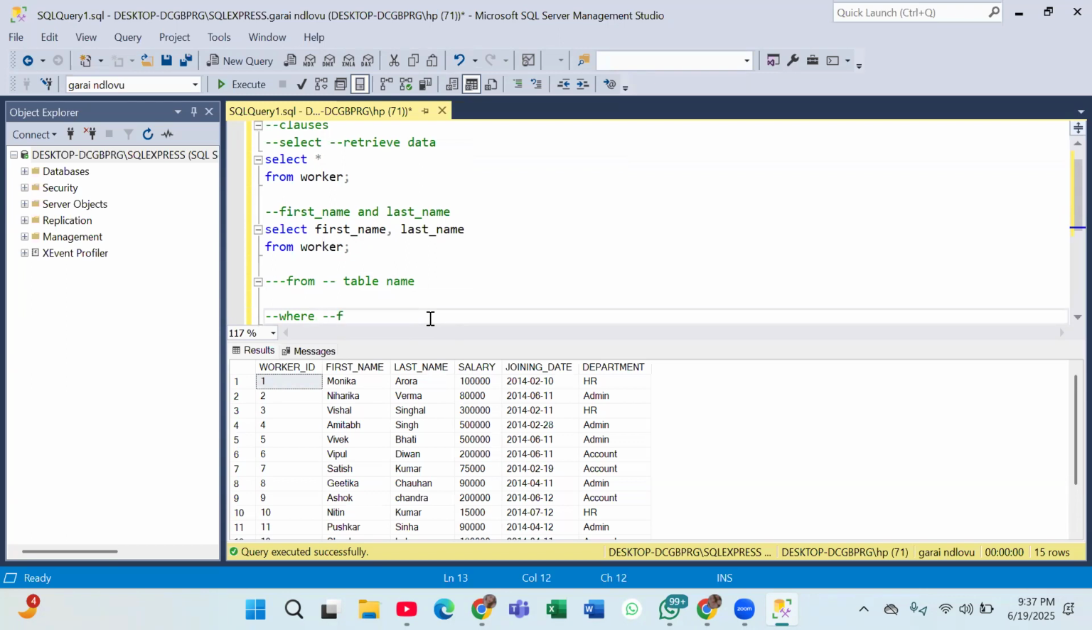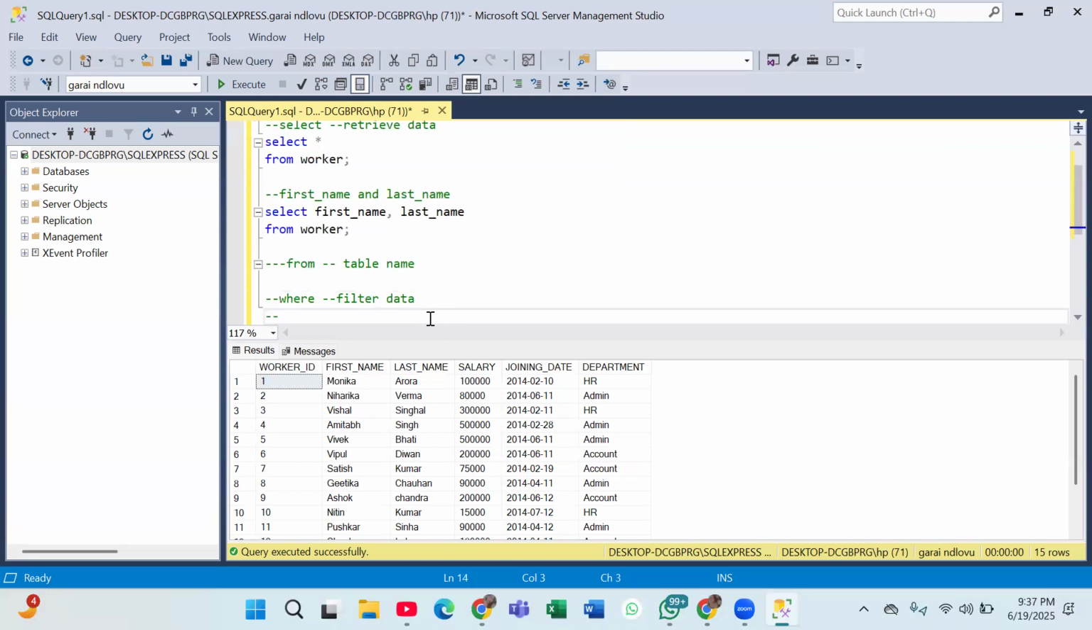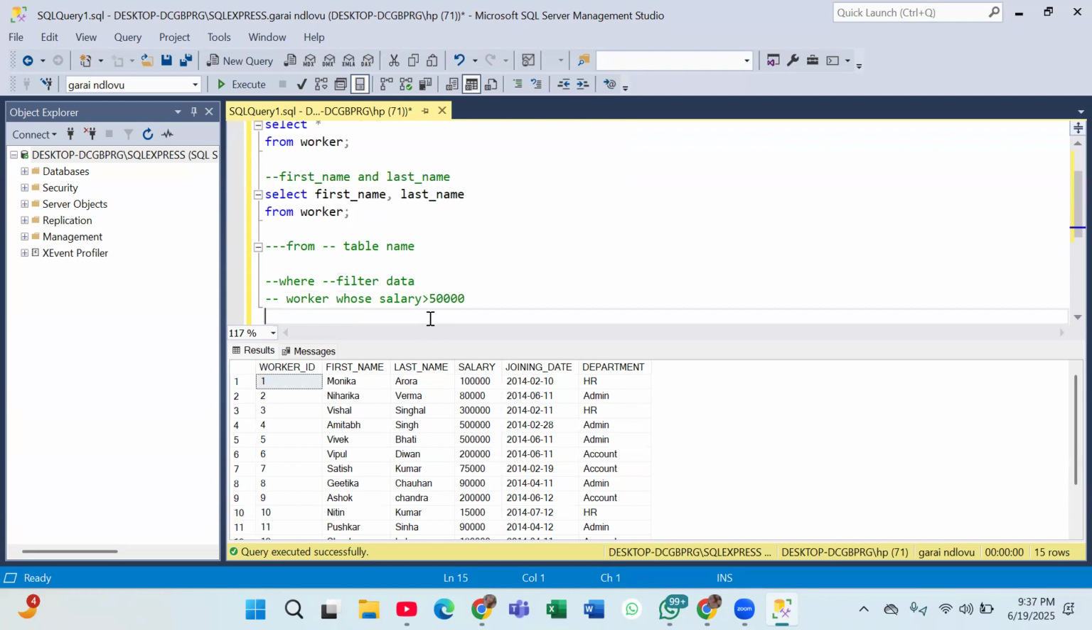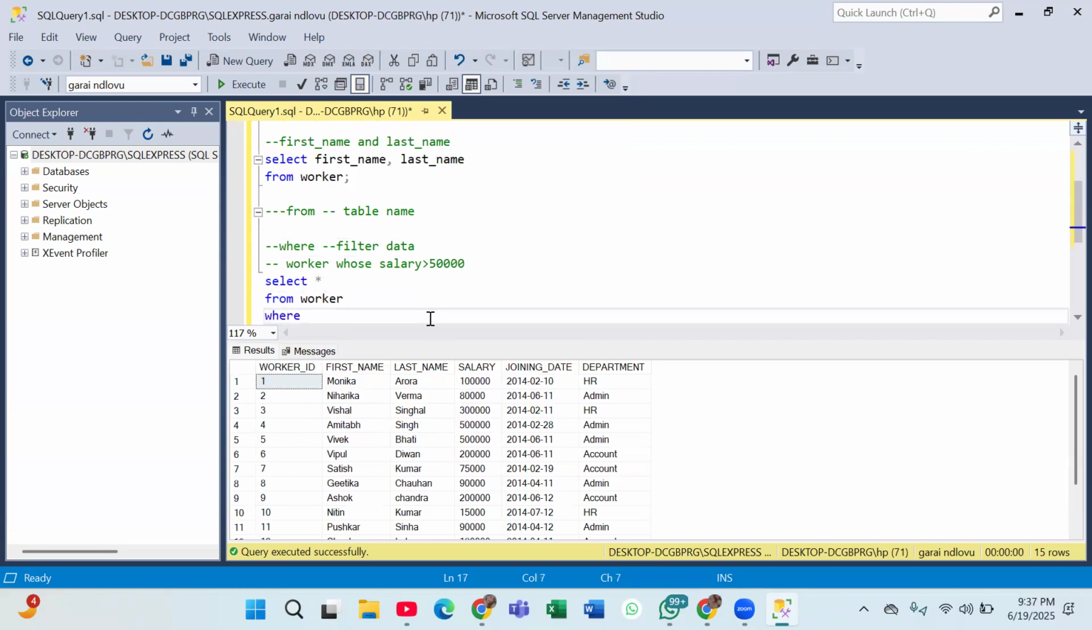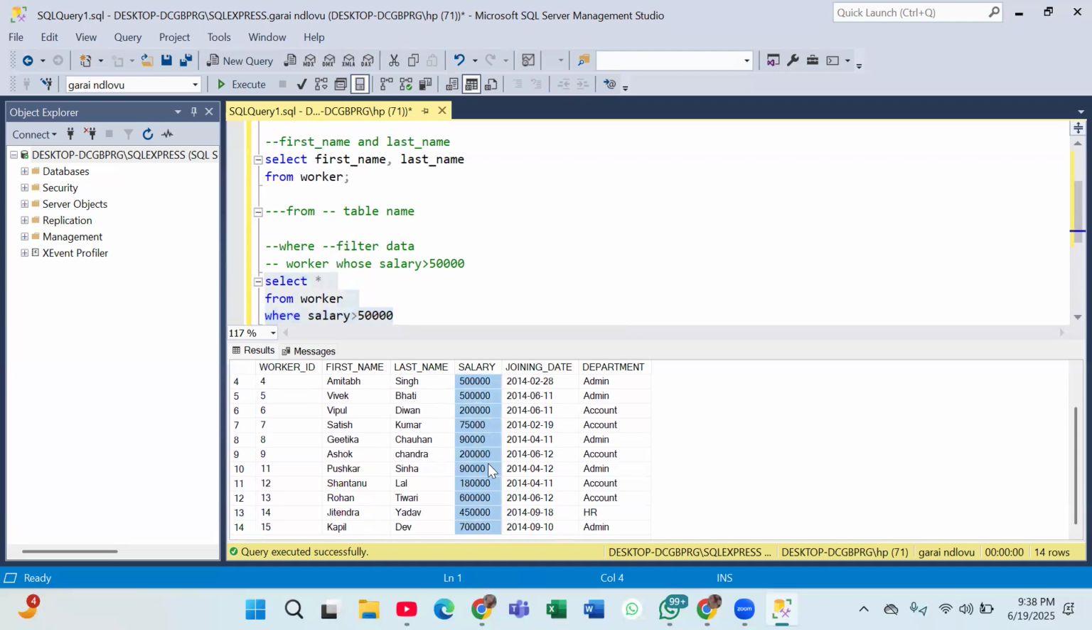Okay. Then we have where. What's the use of where? Where is used to filter data. Let's say I'm giving a scenario. I want to have those workers whose salary is greater than 50,000. How will you do that? I say I want everything from which table? From my worker table. What's my condition? Where salary is greater than 50,000. So all the conditions that you are going to write will be in the where clause only. Is this clear? Now here you can see that all your salaries are greater than 50,000. Is this clear?